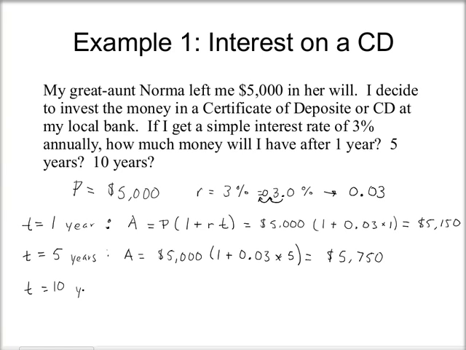What about 10 years? So when t is equal to 10 years, my amount, I'm using the same formula again, my principal is still 5,000 times 1 plus 0.03, and now t is equal to 10, so times 10. And after 10 years, I will have $6,500 in my CD.